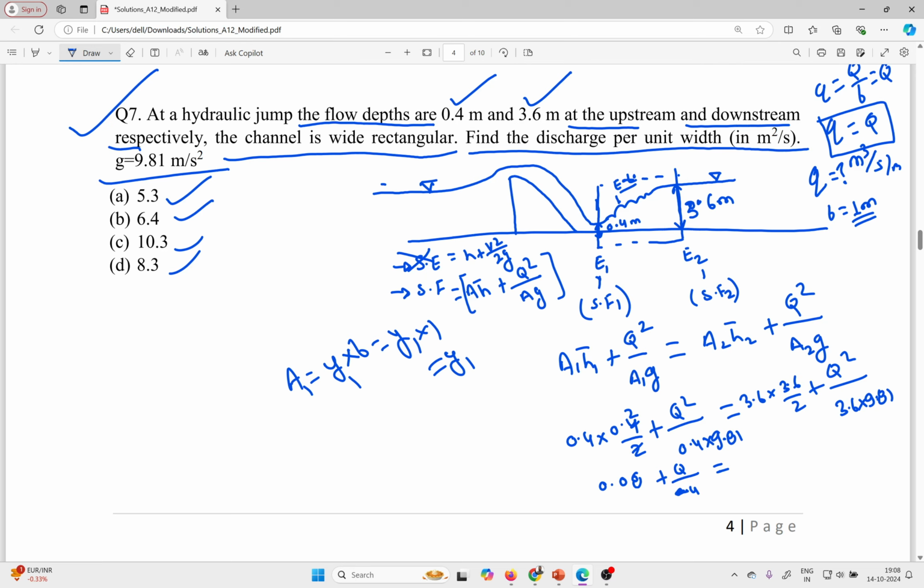So 9.81 into 0.4 comes to 3.924, equal to 3.6 into 1.8, which will come around 6.48, plus Q square divided by 3.6 into 9.81, which is 35.316.